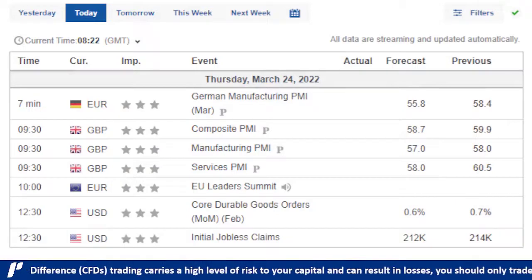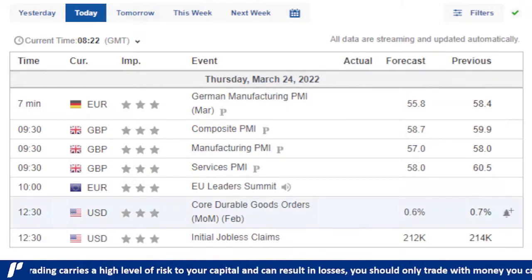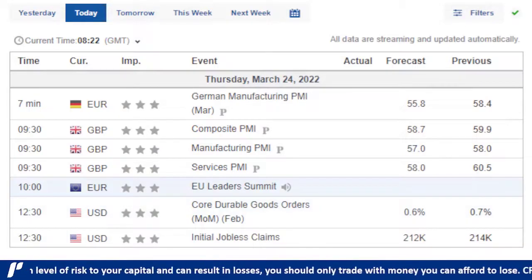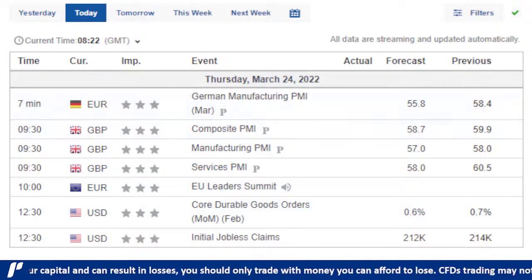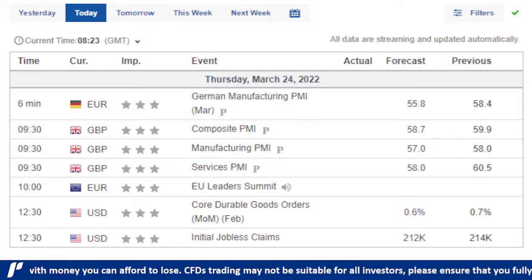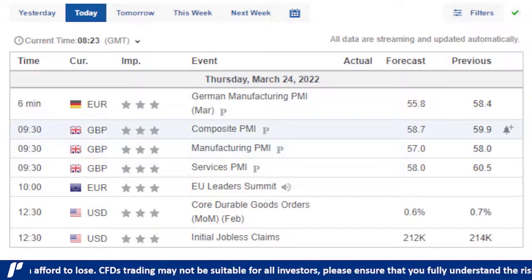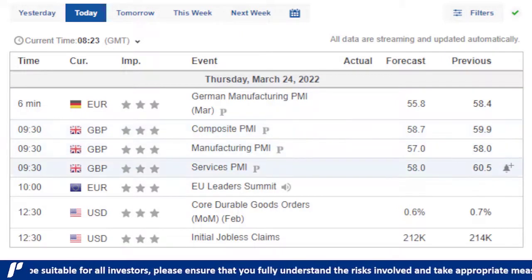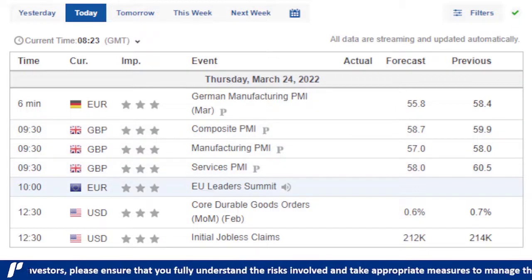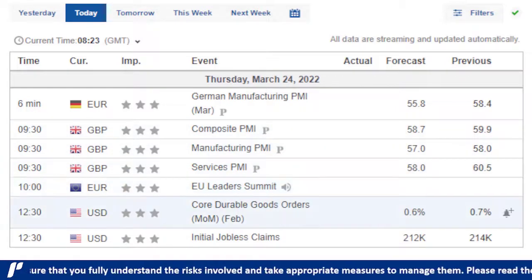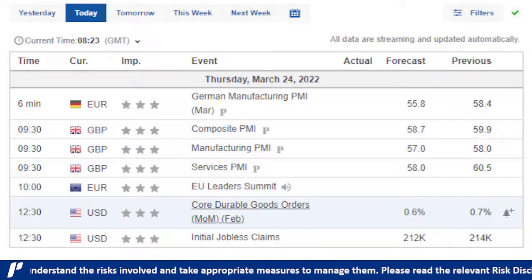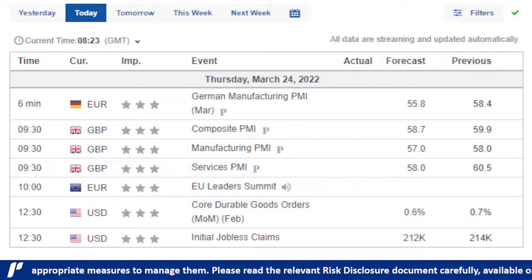Our economic agenda for today, the 24th of March, basically shows a couple of important economic releases that we will be looking for. In 7 minutes, we'll be having the German manufacturing PMI for the month of March. And we will also have the PMI numbers from the British economy, which should affect the volatility on the sterling pound. We have the composite, the manufacturing, as well as the services PMI to be announced at the same time. We also have the core durable goods orders from the US economy for the month of February, as well as the weekly initial jobless claims.